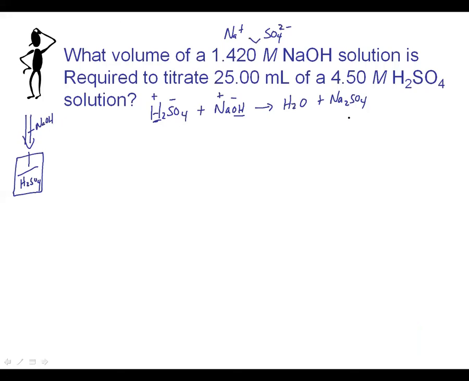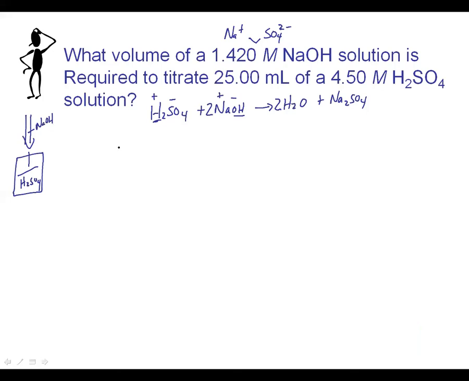None of stoichiometry works if you don't balance the equation. So this equation is actually not balanced, and you want to make sure that you do balance it. Perhaps we need a 2 there, and perhaps we need a 2 there as well. That's going to balance it.